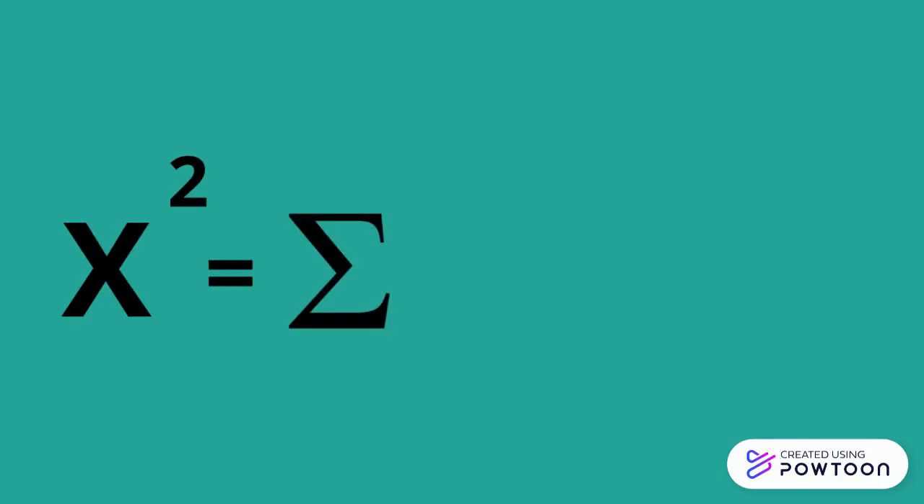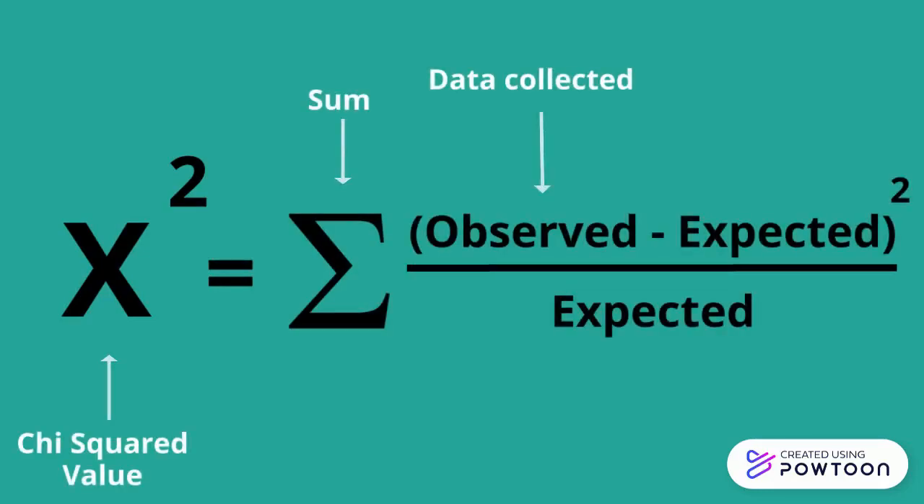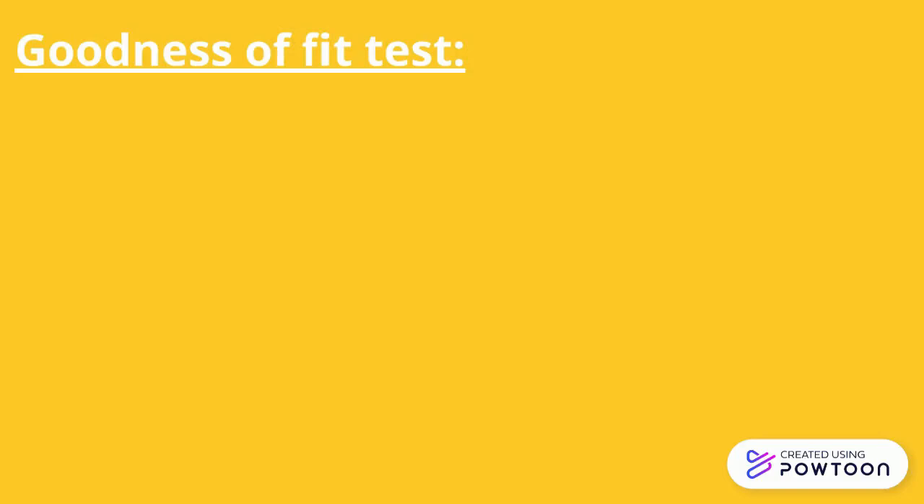This simply states that the chi-squared value is the sum of the observed data, which is the data collected, minus the expected data, which is the data predicted, squared, then divided by the expected values. Let's work this through an example.